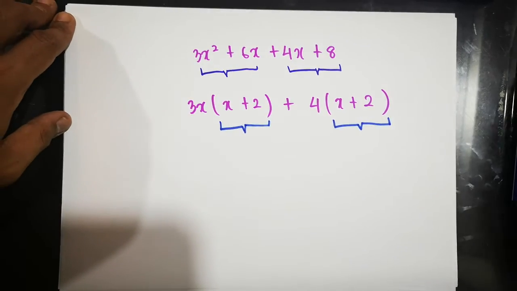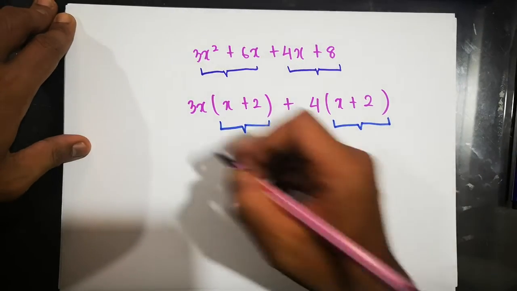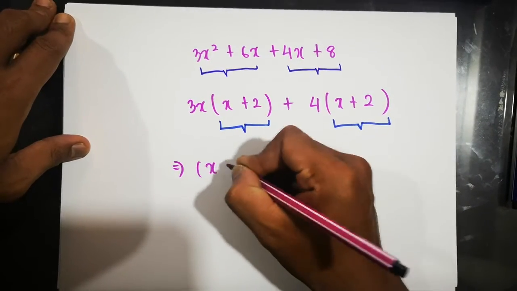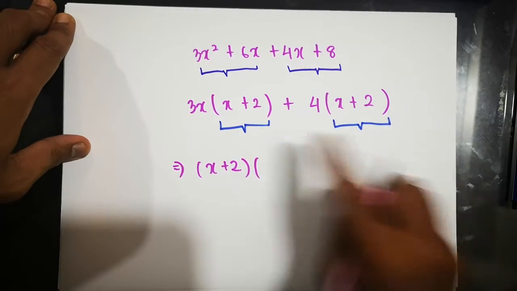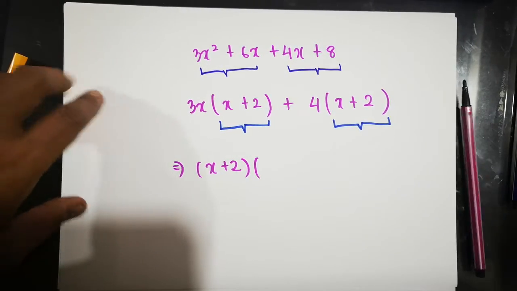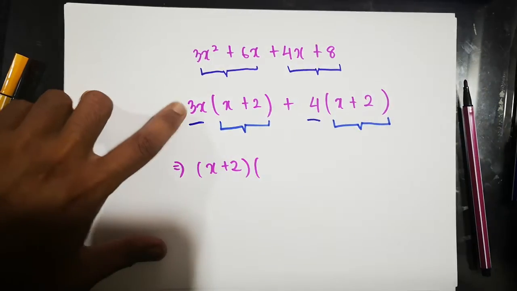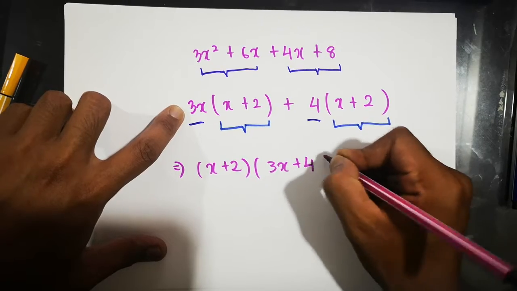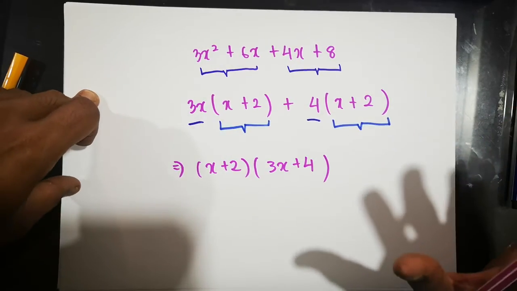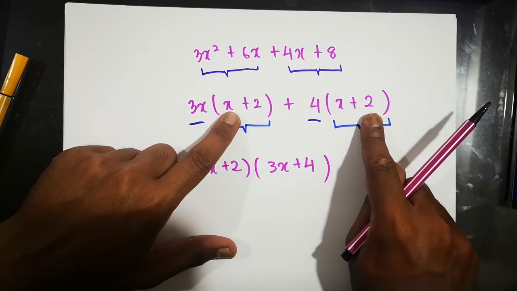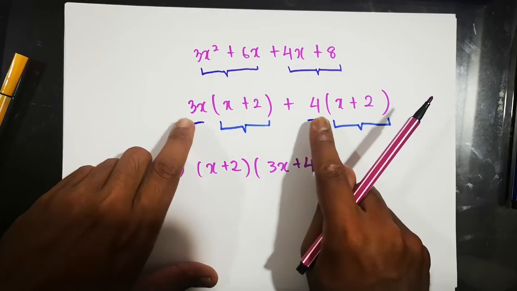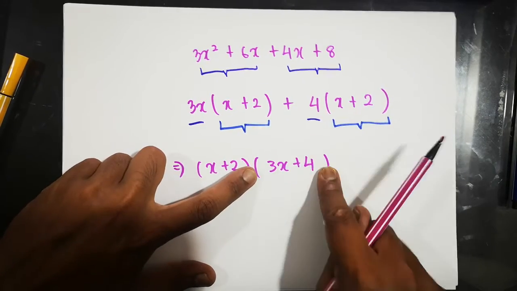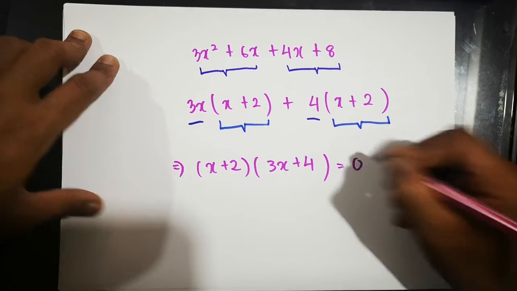Okay, once you get the same thing in the bracket, what you do is to put this first, (x plus 2). Okay, copy back, then multiply by (3x plus 4). I know this is a little bit confusing, but look at the trend. It's the same, right? You copy back, then look at the terms that you take out, the common factors. 3x, you put back (3x plus 4) is equal to 0.